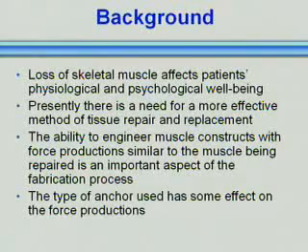The loss of skeletal muscle affects patients' physiological and psychological well-being. Right now, there's a need for a more effective method of tissue repair and replacement. The ability to engineer muscle constructs with force production similar to the muscle being repaired is an important aspect of this fabrication process, and the type of anchor used has some effect on the force production generated.